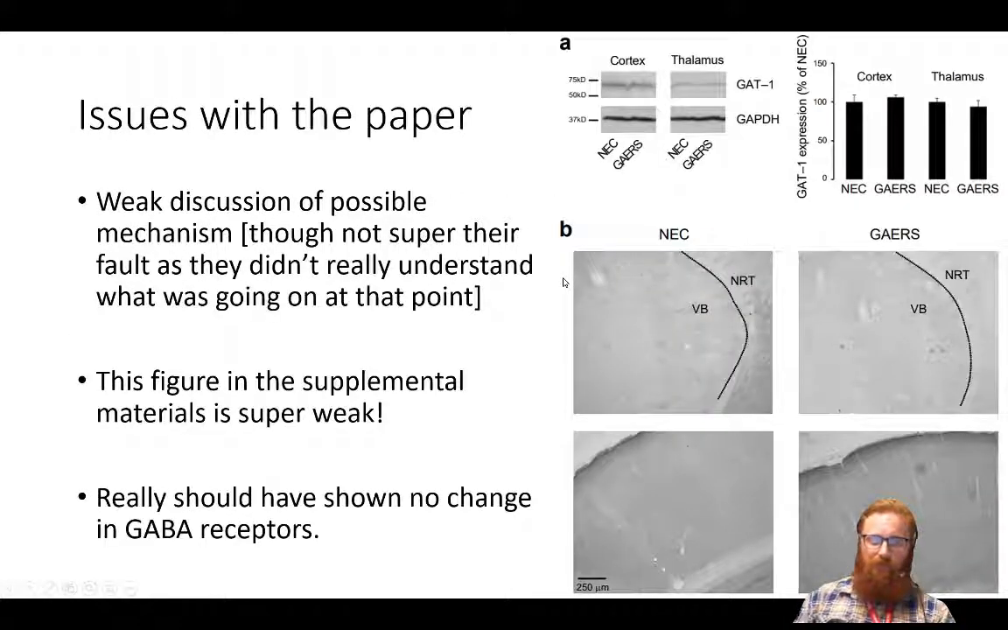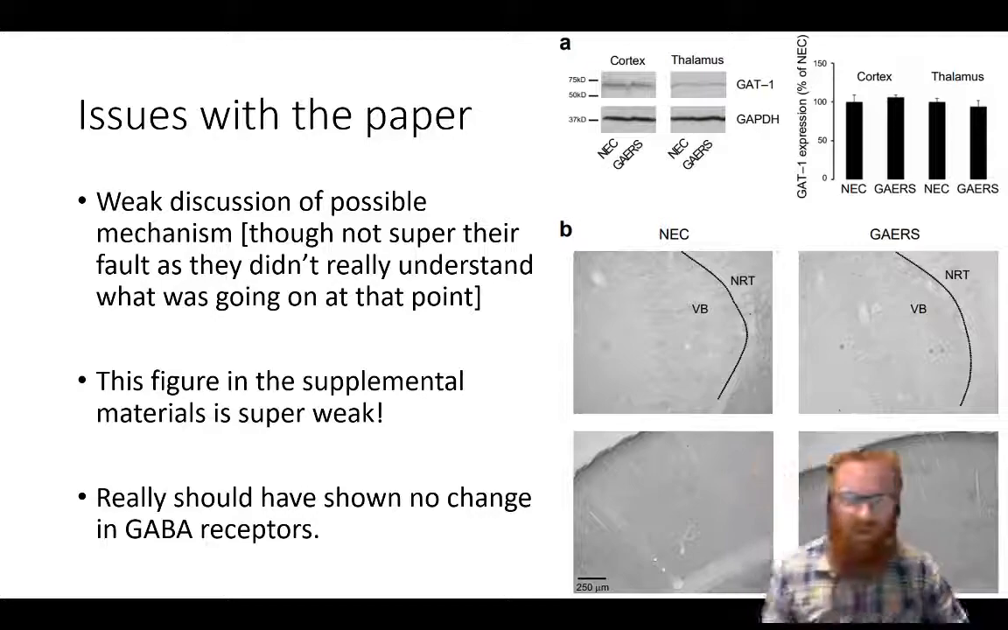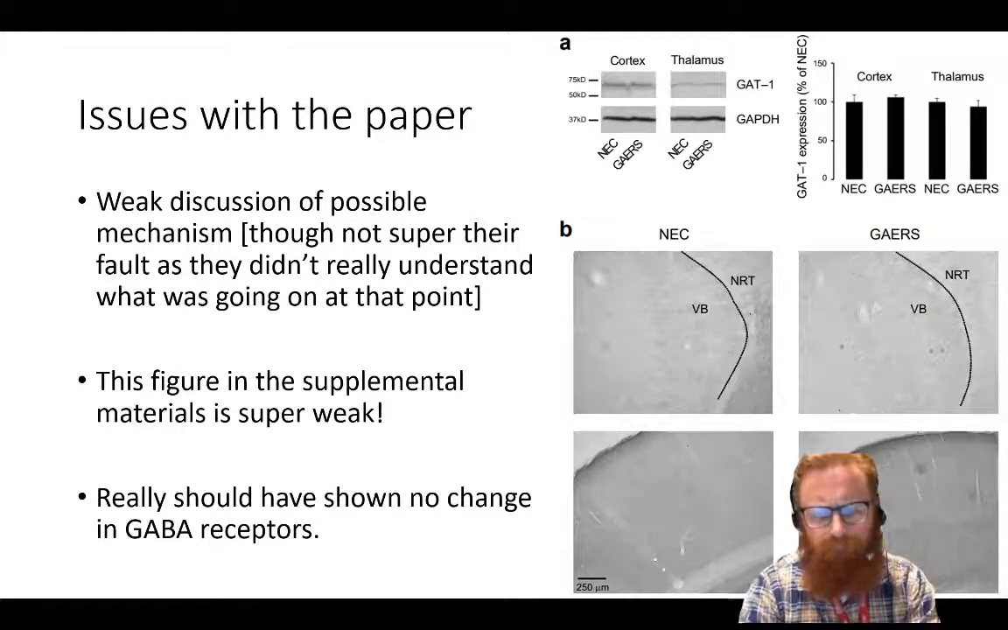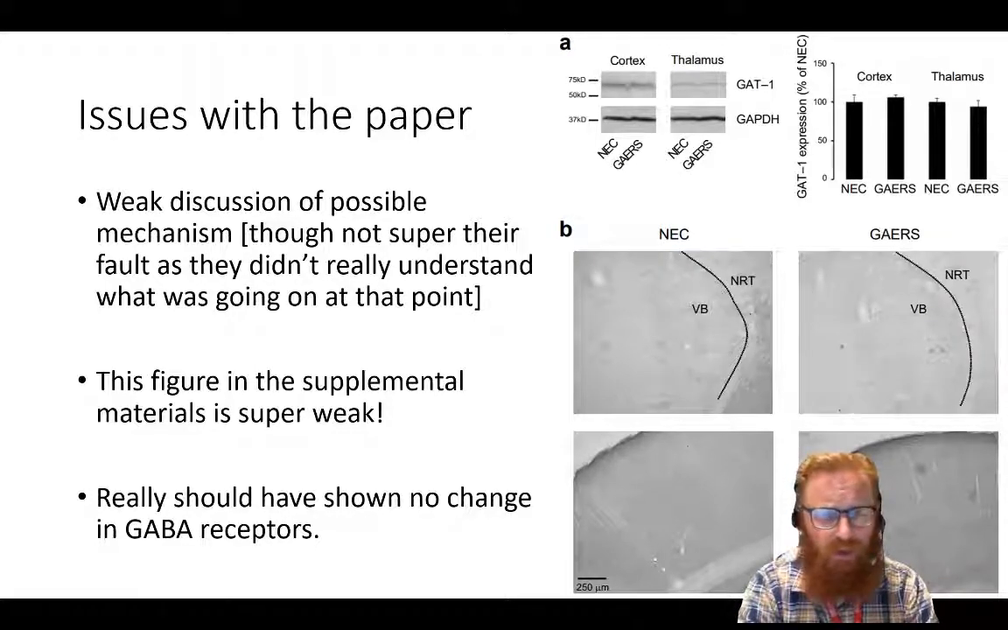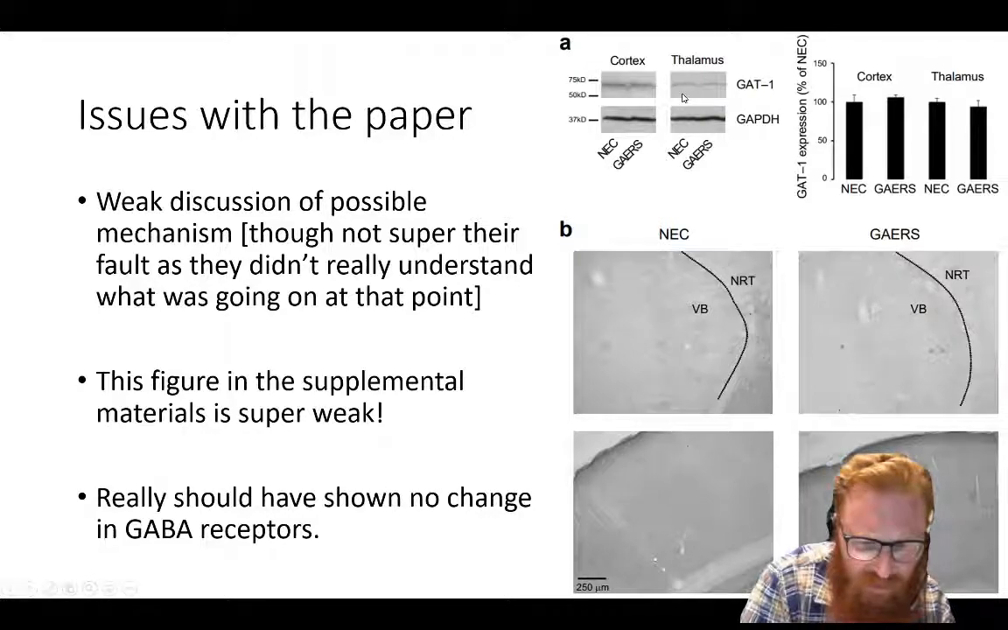So, it's always worth critiquing a paper, so they really didn't discuss any possible mechanisms in this paper. Now, I say it's not super their fault because they really had no idea, right? There was nothing to go on. There were no clues at this point in time to try and explain how this could be happening. I will say that there is some super weak and weird and undiscussed stuff in the supplemental materials. This is them looking at the expression of GAT1 in the thalamus, and they basically say the GAT1 expression is the same. But they never mentioned this, right? So how is this happening?